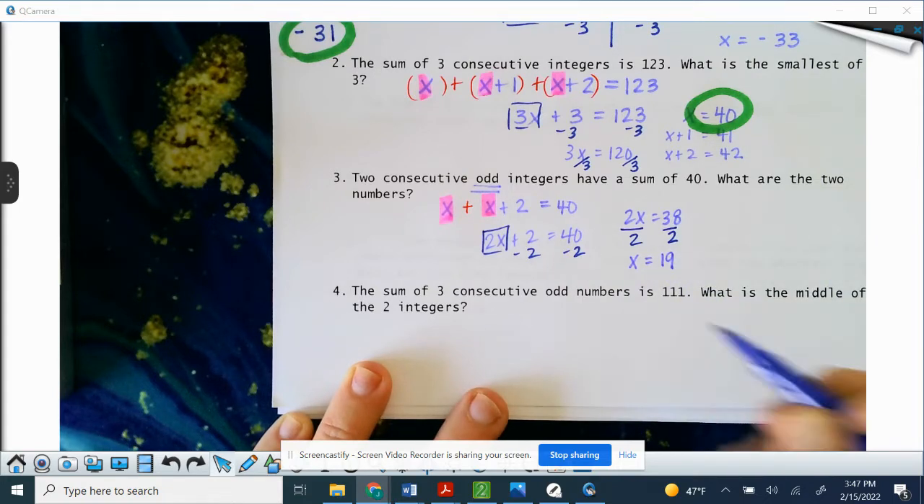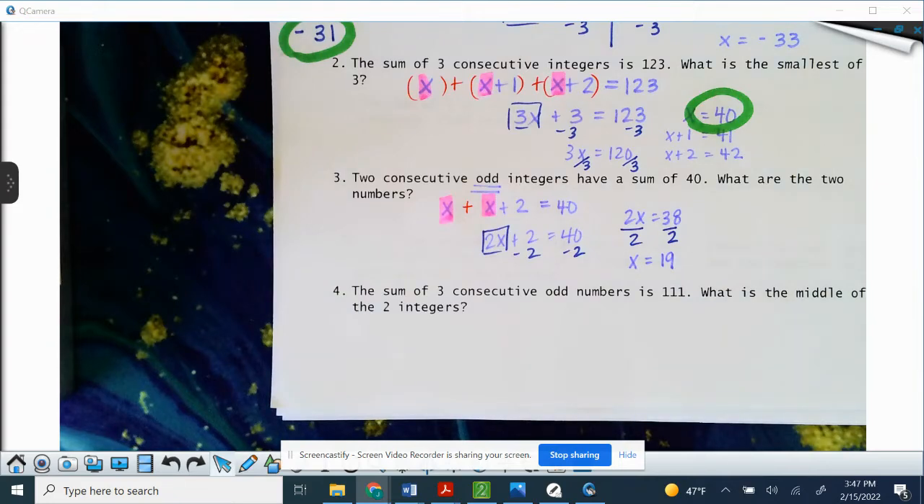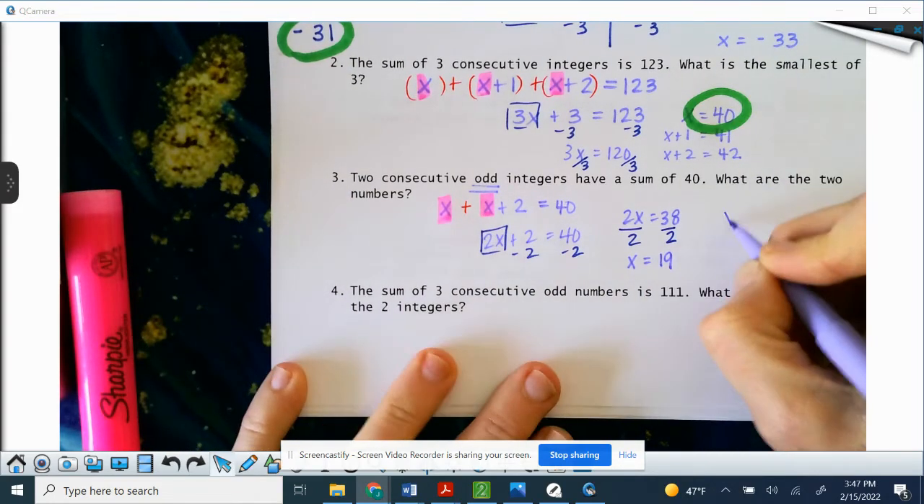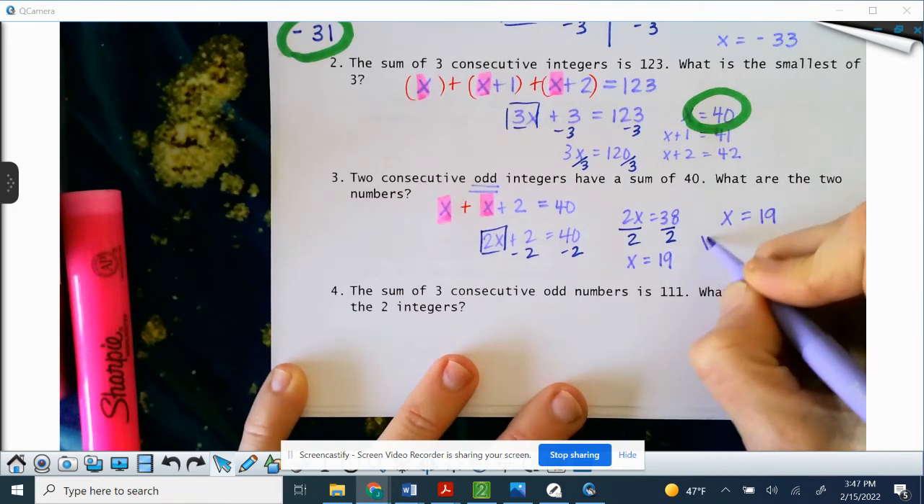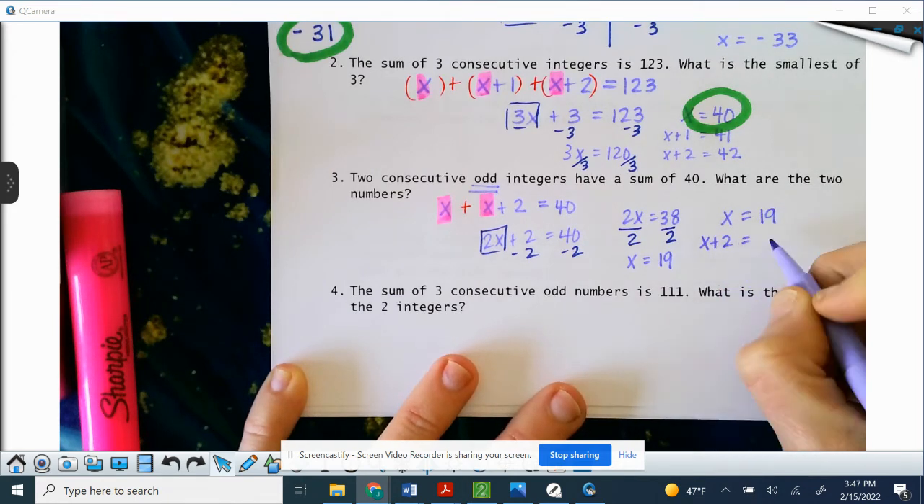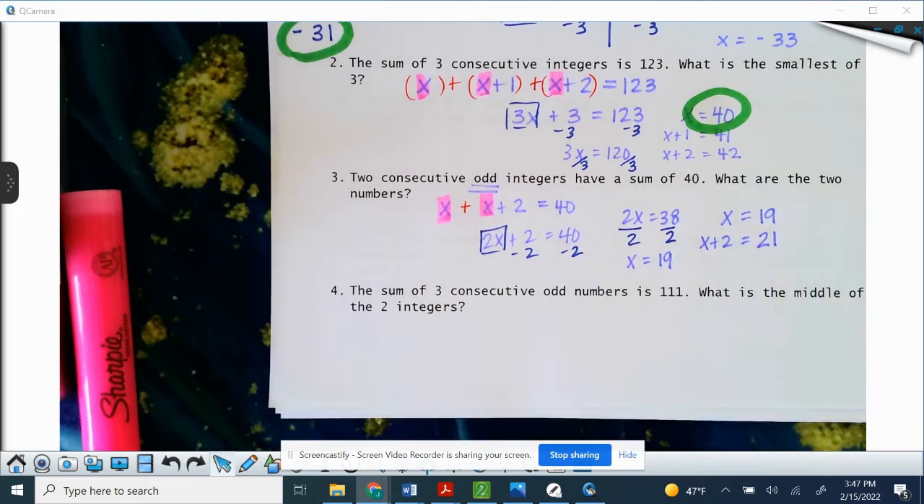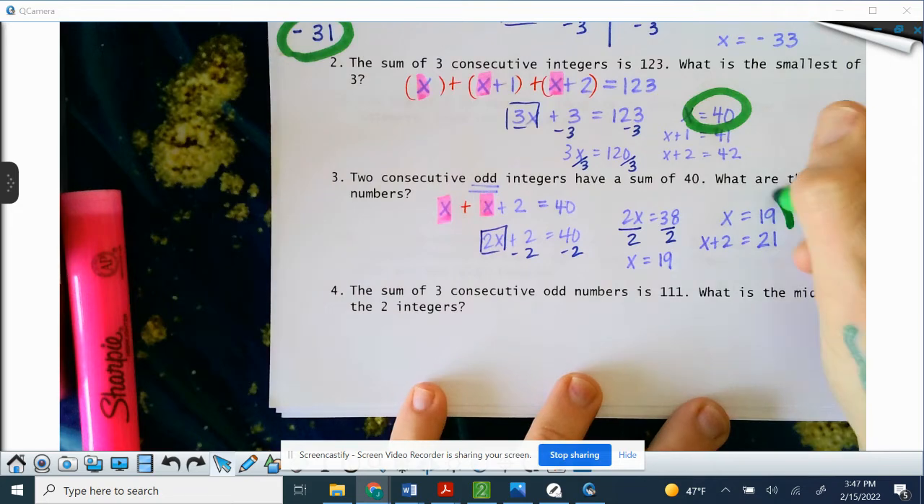So that's our first one. The question asks, what are the 2 numbers? So x equals 19, which is an odd number, so that's good. And then the next one is x plus 2. So that's 19 plus 2, which is going to give me 21. Both of those are indeed odd, and they are consecutive, 19 and 21. So you did that guy right.